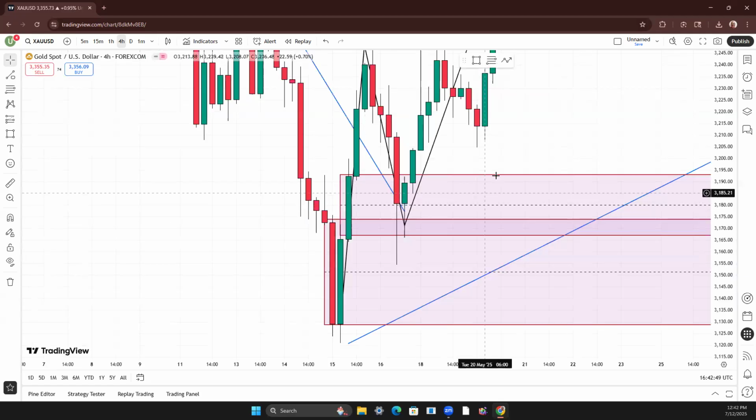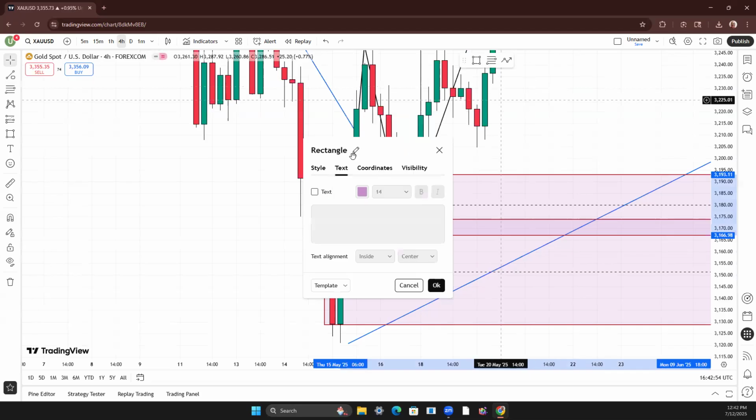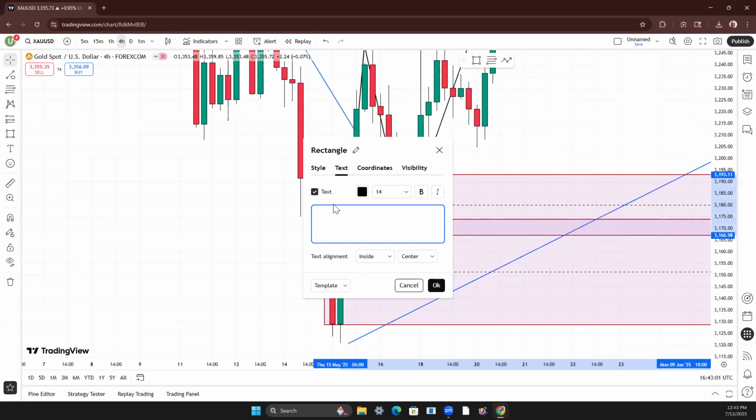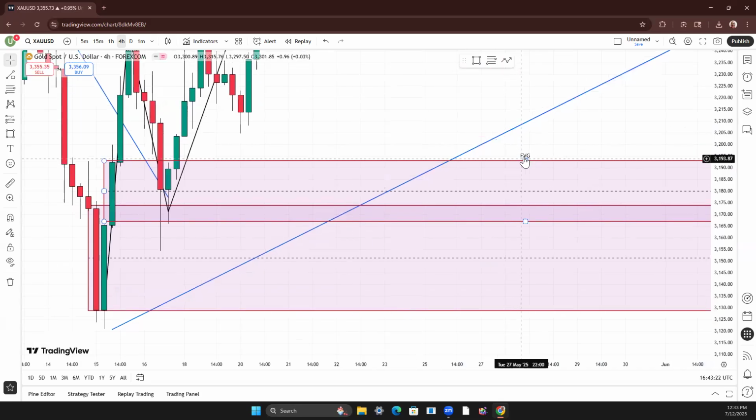Okay. So if we were to label this, put some text to it, label it fair value gap, capital FVG, fair value gap. Okay. We're going to put it on top, center, and that's where it is, fair value gap.